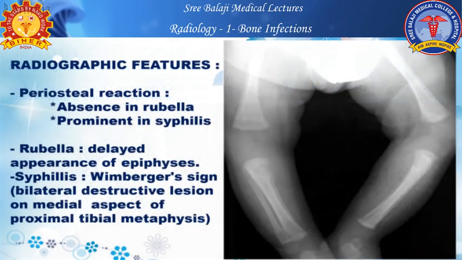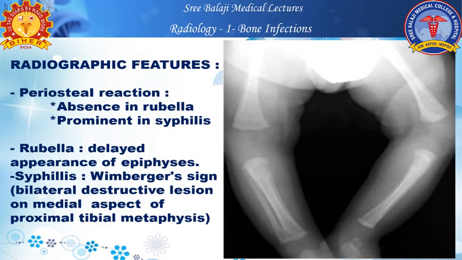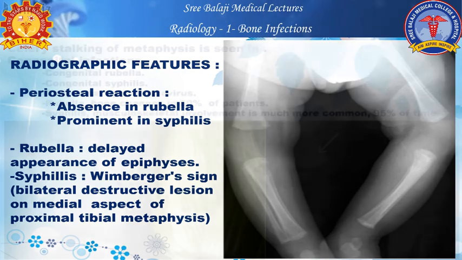Now, we'll go on to the congenital infections. In congenital infections, rubella and syphilis predominate. They manifest as changes in the proximal tibial metaphysis, that is, destruction of the medial aspect of the proximal tibial metaphysis along with the periosteal reaction, which is said to be a characteristic feature of syphilis. In rubella, the periosteal reactions may not be there.